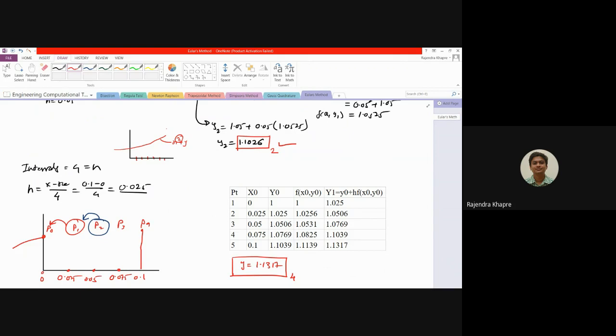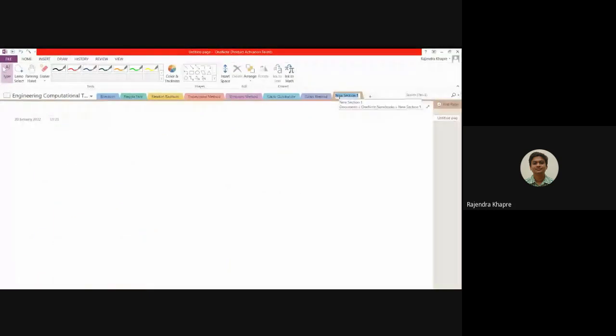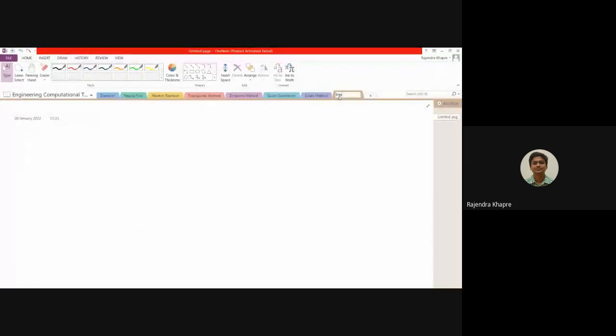Are there any queries? Yes, sir. Fine. So this is about the basic method, that is basic Euler's method. Now we will talk about Euler's method again, but this is called the improved Euler's method. This is the improved version of Euler's method. So let us start with the new one.